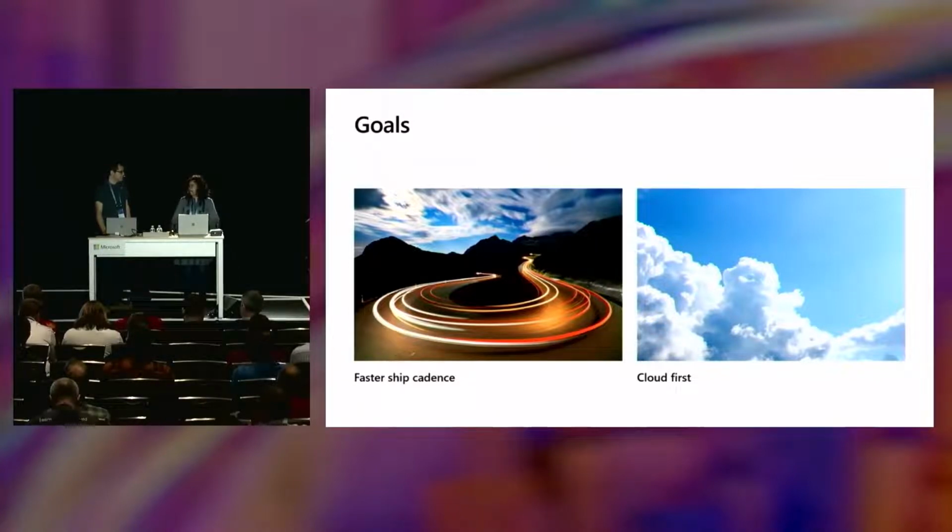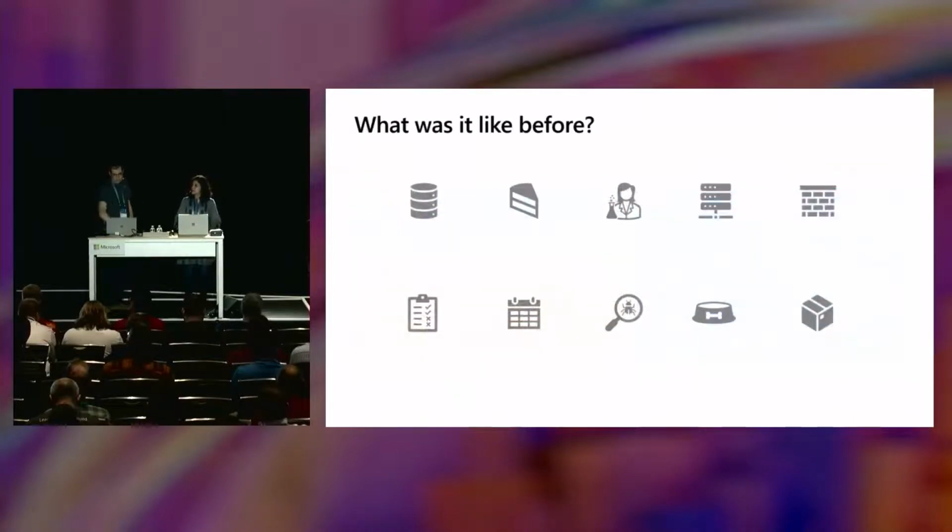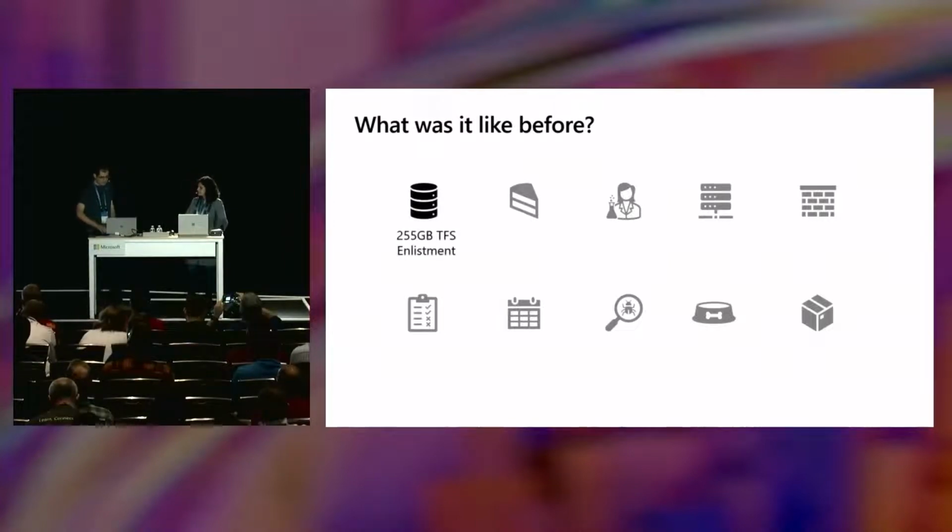Next. So before we jump into what the new engineering system looks like, let's learn from Mark, what were the challenges in the previous engineering system that was on-prem? Sure, so let's talk about what it used to be like. So the first thing you have to do is get source code onto your machine, obviously. But we had a TFS repo, which was, by the time you downloaded the files onto your machine, about 255 gigabytes.